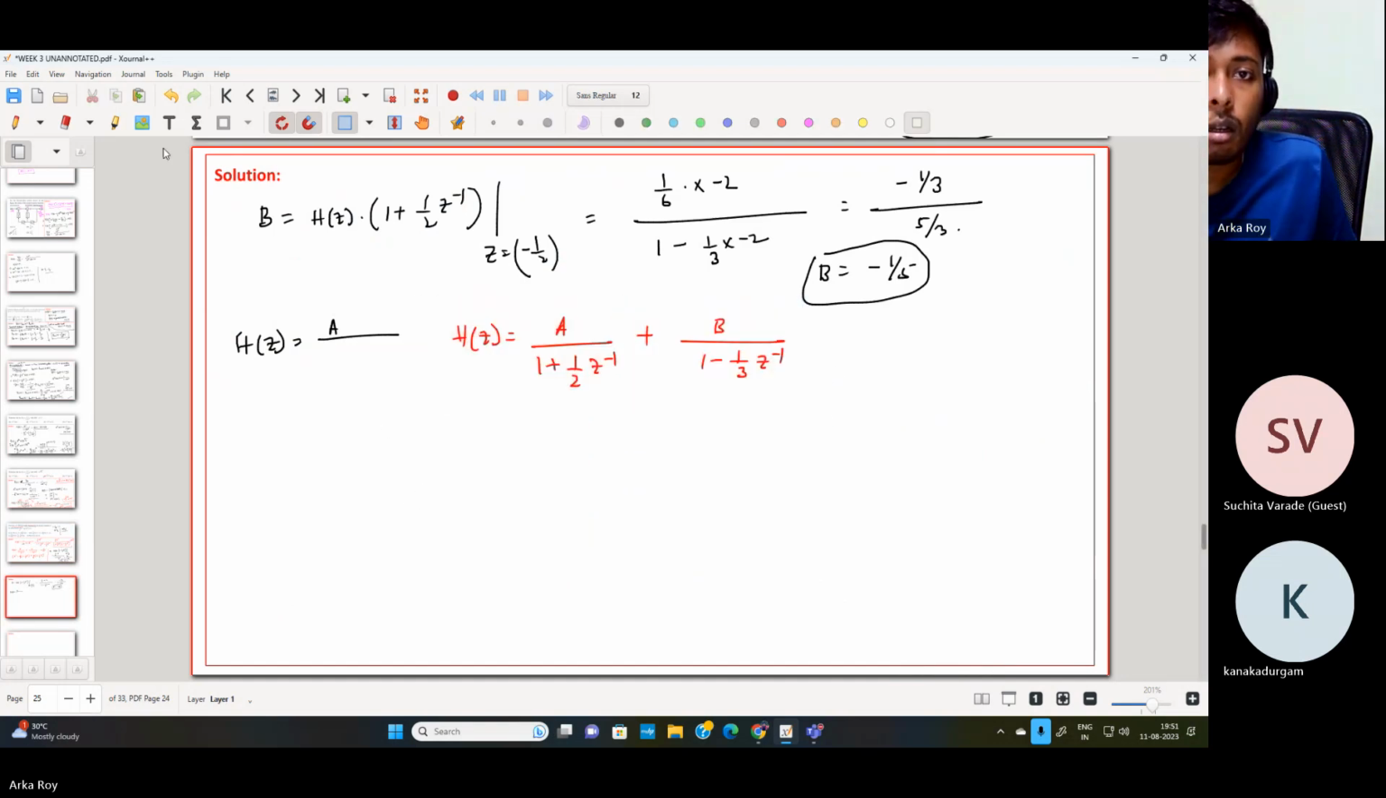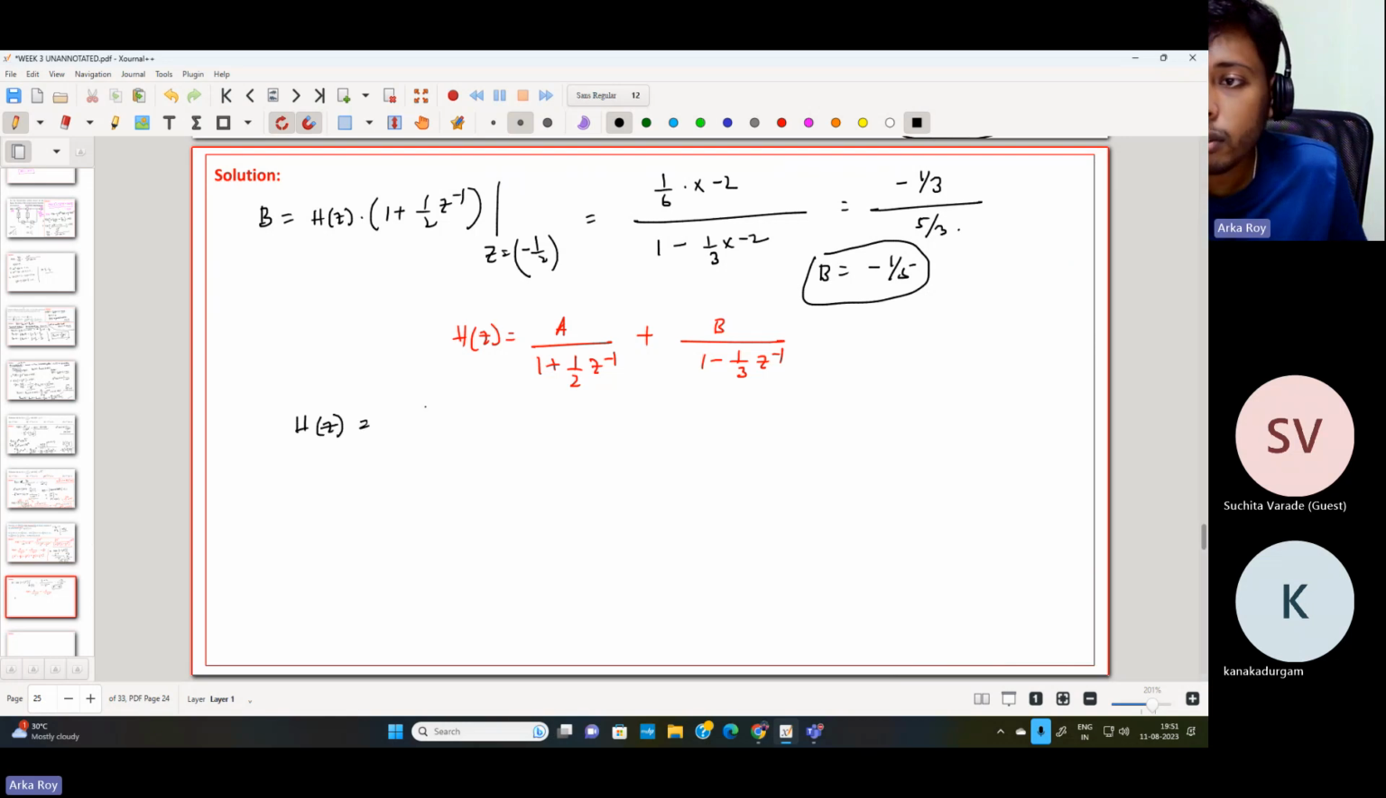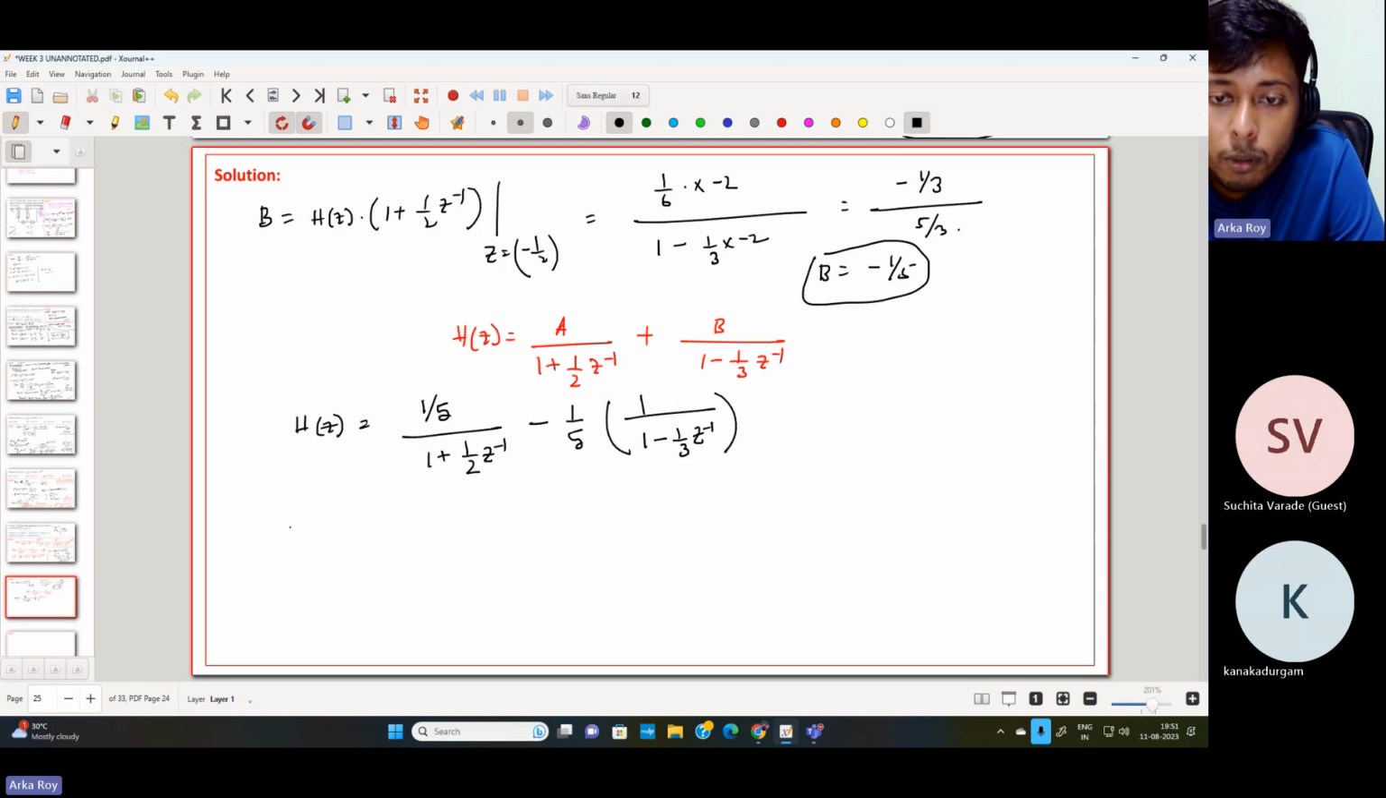And paste this thing to... so let me just put the values over here. So it will be 1 by 5 times 1 upon 1 plus half z inverse, and this is minus 1 by 5 multiplied with 1 divided by 1 minus 1 upon 3 z inverse. Now I need to find the inverse transform.